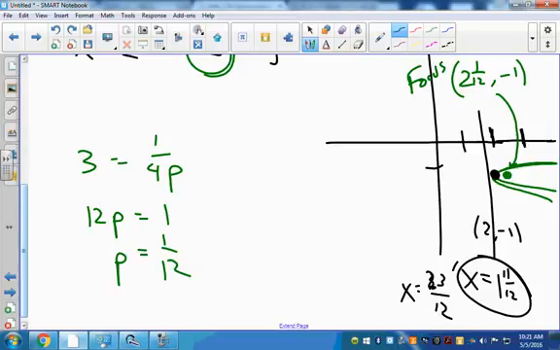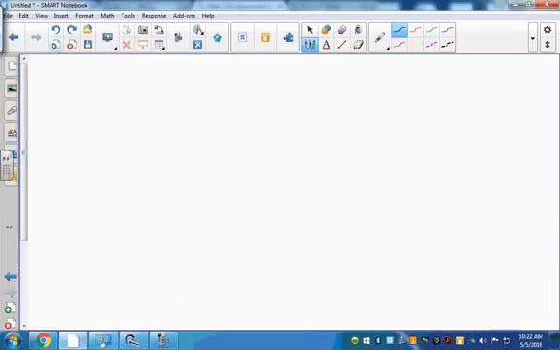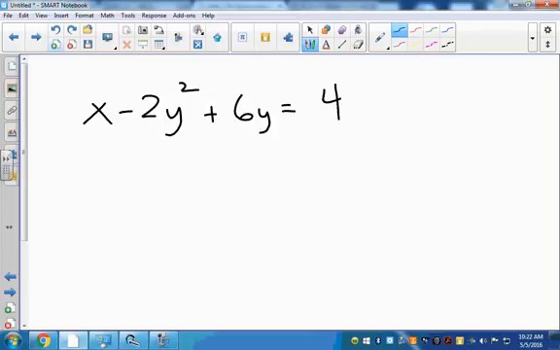Okay. Now, graphing these things is not terribly bad if they're in the graphing form, but what happens if they're not in the graphing form? Suppose I give it to you in the general form. Let's suppose we had x minus 2y squared plus 6y is equal to 4, and I said graph it. In fact, let's make this a positive to make it even more interesting: x plus 2y squared plus 6y is equal to 4.